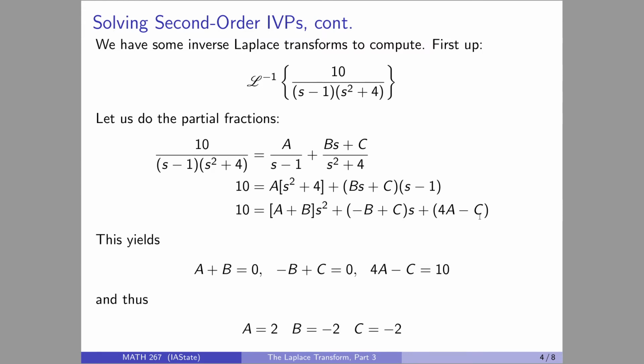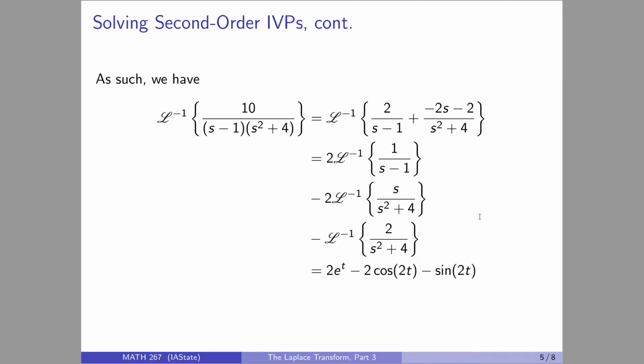Not too difficult to solve here and get that A is 2, B is minus 2, and C is minus 2. Alright, so equipped with those numbers, the inverse Laplace of this is now easily seen. So, it's this. The inverse Laplace is linear, and note how I split it up. I split up the 2 terms, so the 1 over s minus 1, I'm going to pick up an e to the t there.